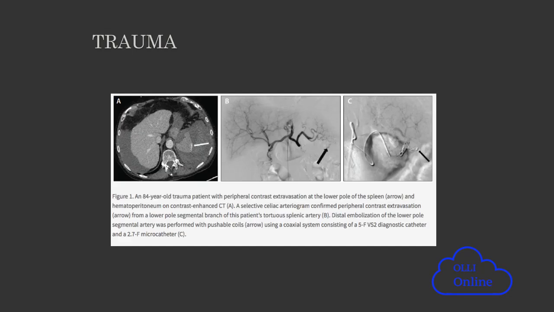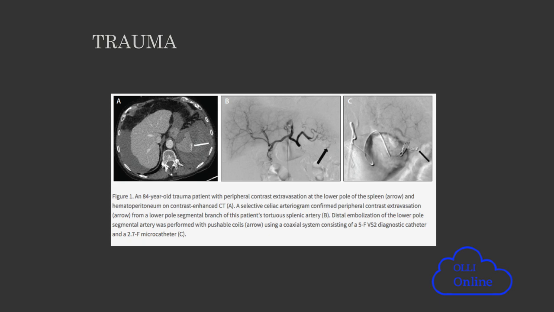Here's an example of trauma. So here's a splenic laceration with some bleeding. Here you see some areas of irregularity. We go through the groin. We puncture the artery, we access the artery that we know is going to be bleeding. This is the celiac artery. This is the hepatic artery.